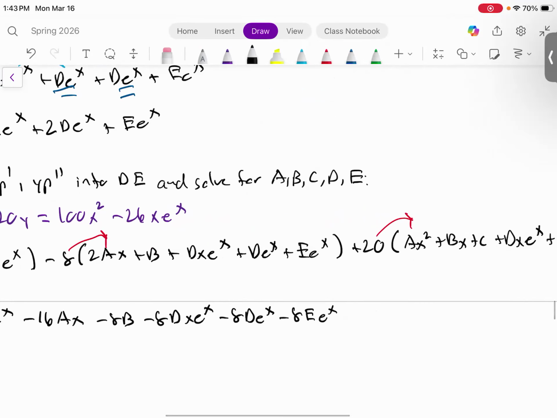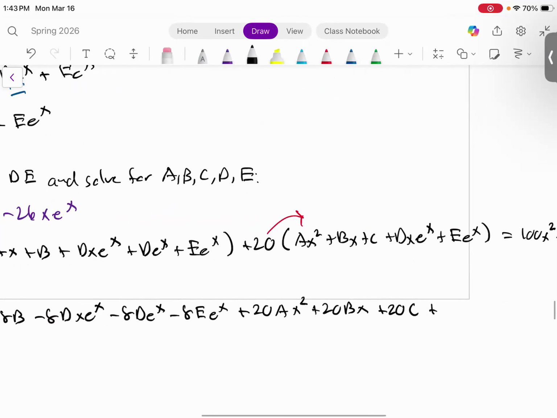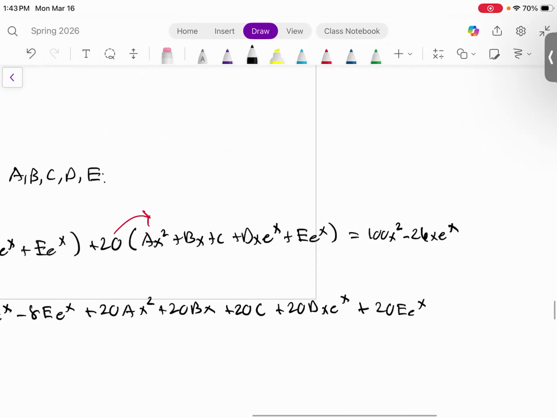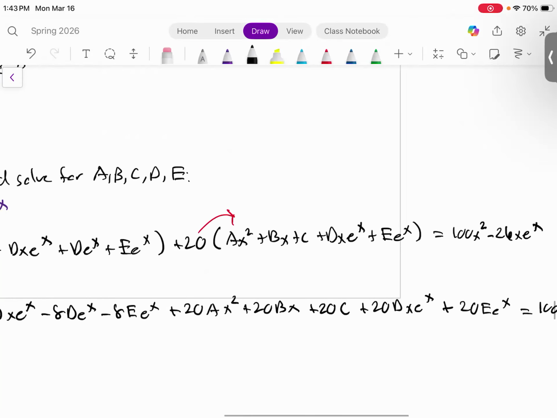Okay, now moving on to our next expression, it's 20ax squared plus 20bx plus 20c plus 20dx e to the x plus 20e e to the x. And this all equals 100x squared minus 26x e to the x.